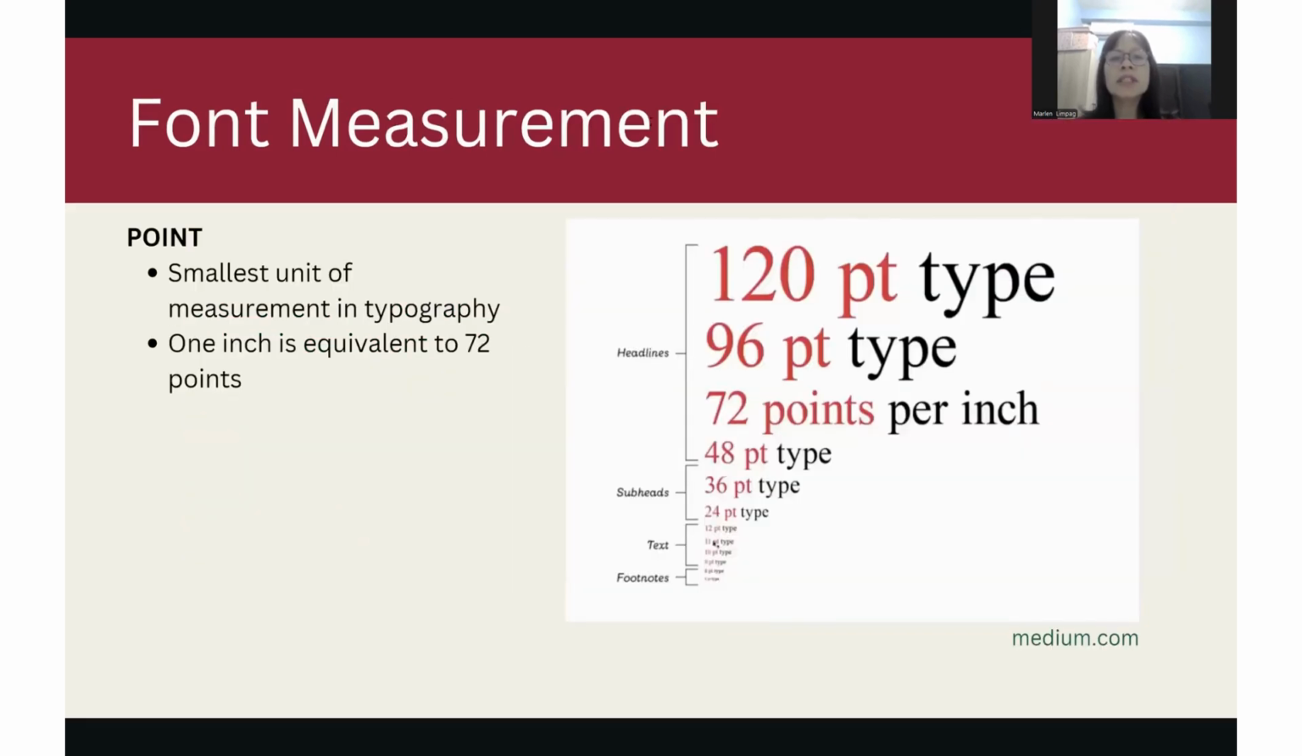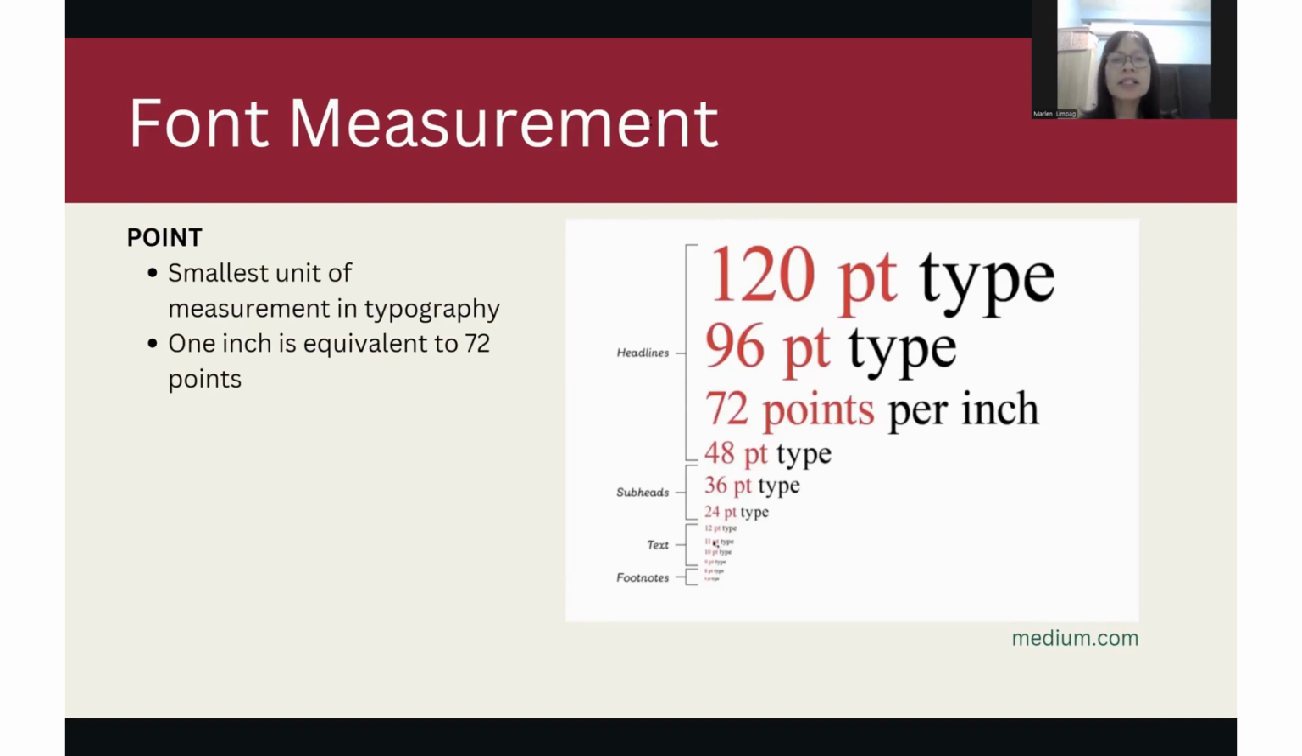In typography, the unit of measurement is the point. An inch is divided into 72 points, meaning each point represents 1/72 of an inch. This precise measurement system allows for highly accurate sizing and spacing in printed materials.